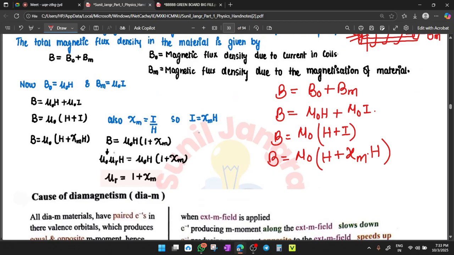Okay. So B equals, you can take out common, B equals mu naught into H, and this is equal to 1 plus chi m, right? And for the whole material, B equals what? B equals mu naught into mu r into H. Yes, this B equals mu naught mu r into H. Why?